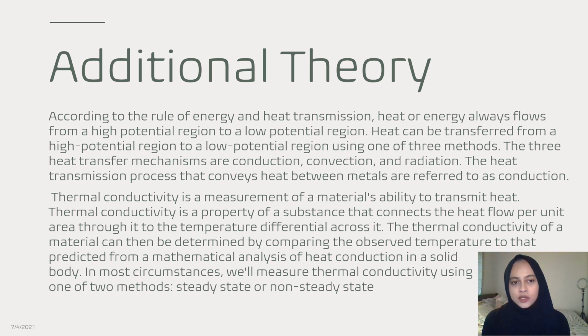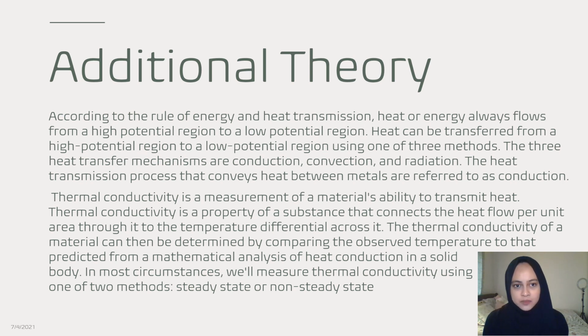For the additional theory, according to the rule of energy and heat transmission, heat or energy always flows from a high potential region to a low potential region. Heat can be transferred from a high potential region to a low potential region using one of three methods. The three heat transfer mechanisms are conduction, convection, and radiation.